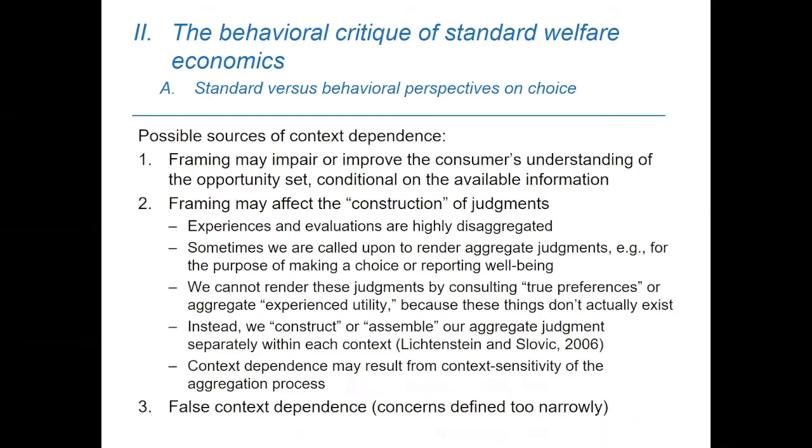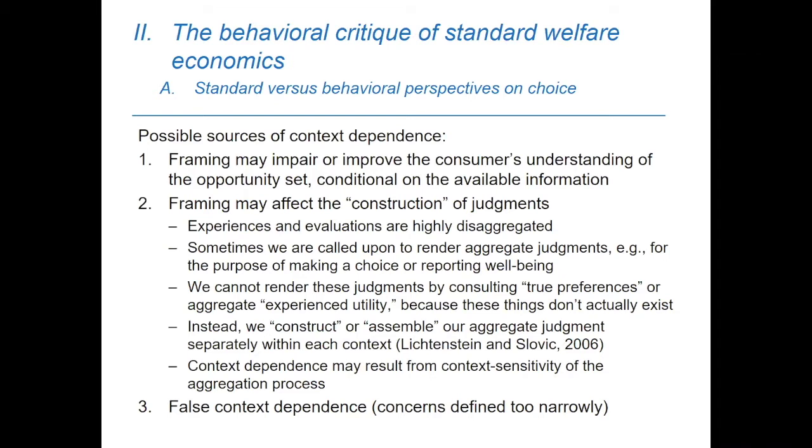Now, here's the important point. I don't think we can render these judgments by consulting our true preferences or by accessing our aggregate experienced utility, because these things, as far as I can tell, don't actually exist. Instead, what we do is construct or assemble our aggregate judgment separately within each context. As I said, this is an idea in psychology that has gained a lot of traction. So context dependence may result from the context sensitivity of the aggregation process.